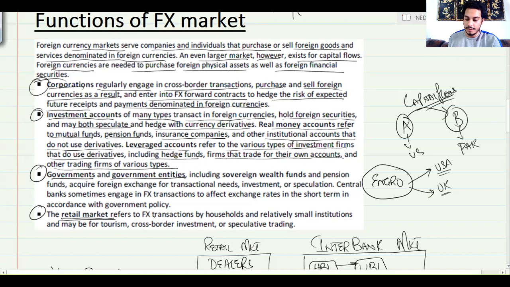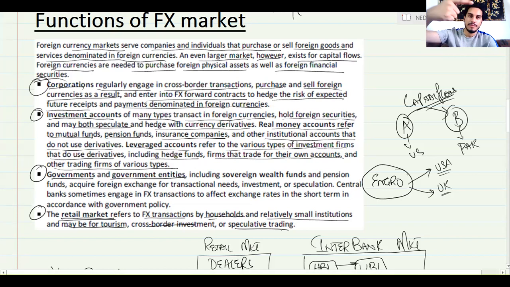So retail market refers to FX transactions by households. We have the households, relatively small institutions, and maybe tourism. Excellent. If I'm going for a tour, I need pounds. If I'm going to UK, if I'm going to US, I need dollars. If I'm going to Europe, I need euros. Cross-border investment or speculative trading. So these are different functions for which the foreign exchange market is helping.